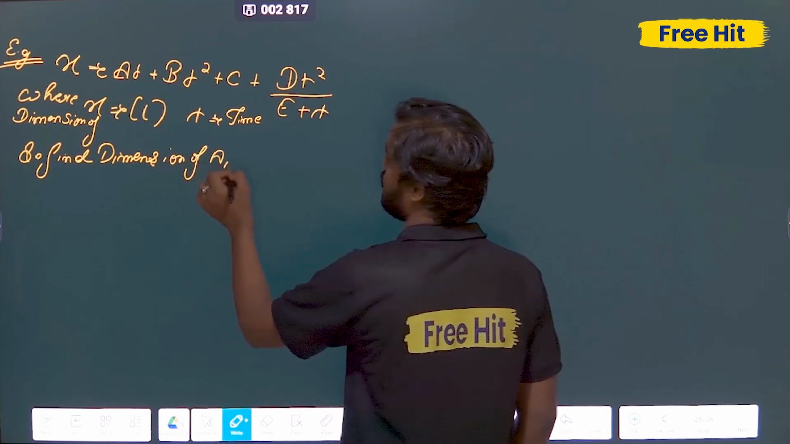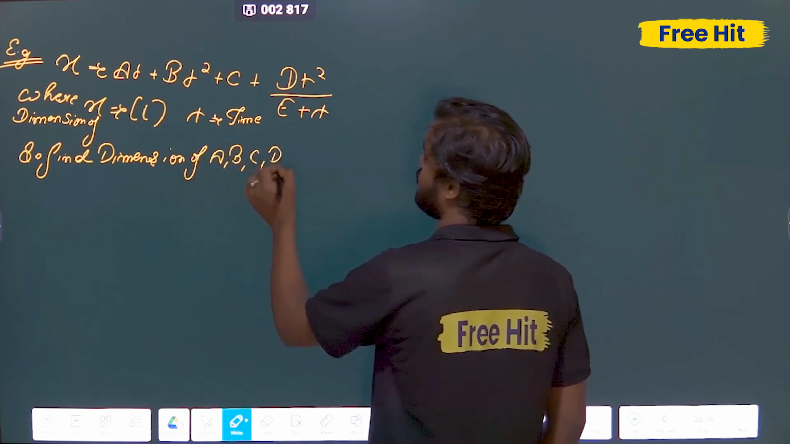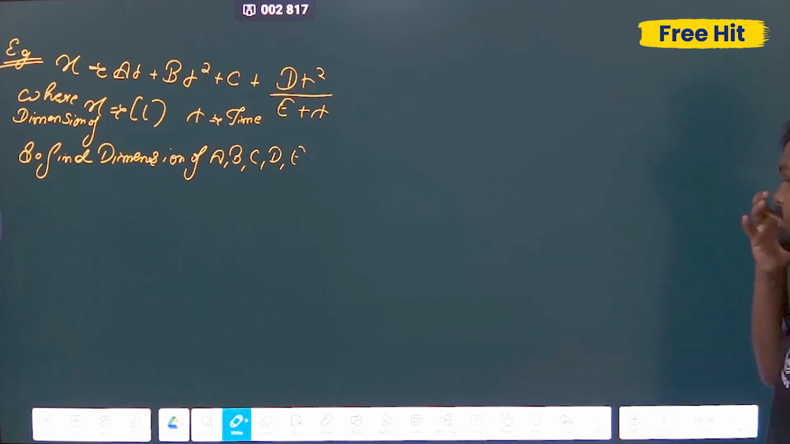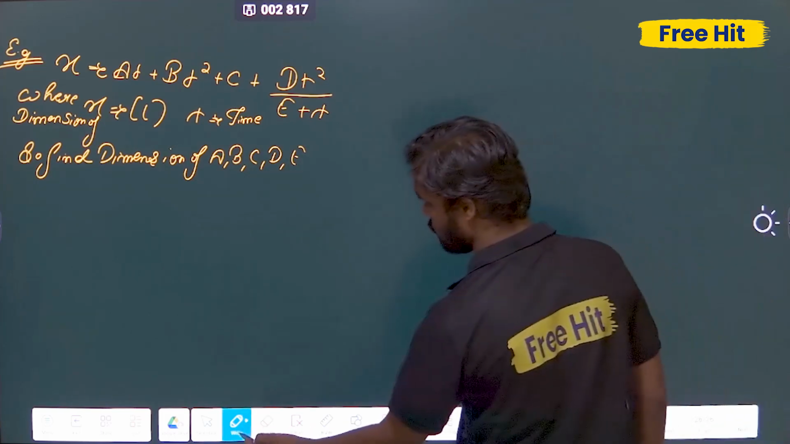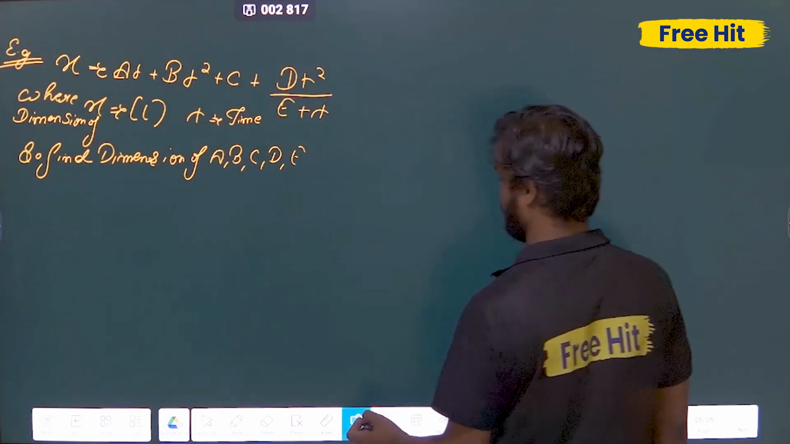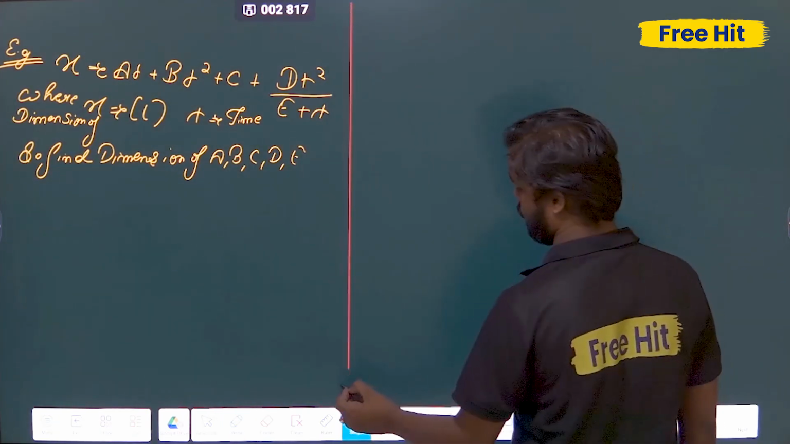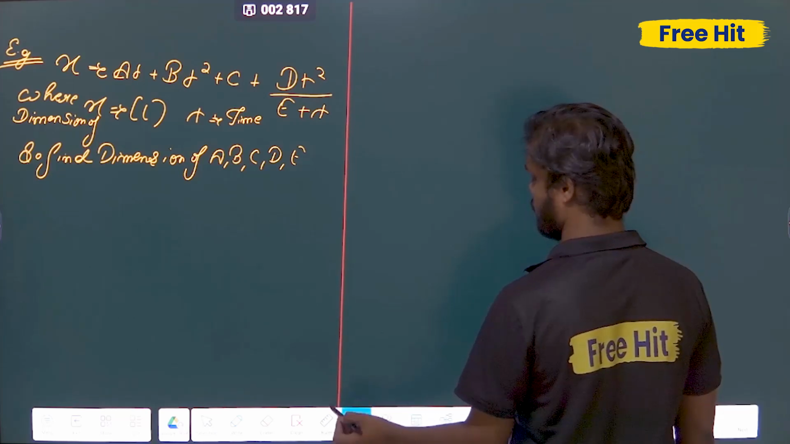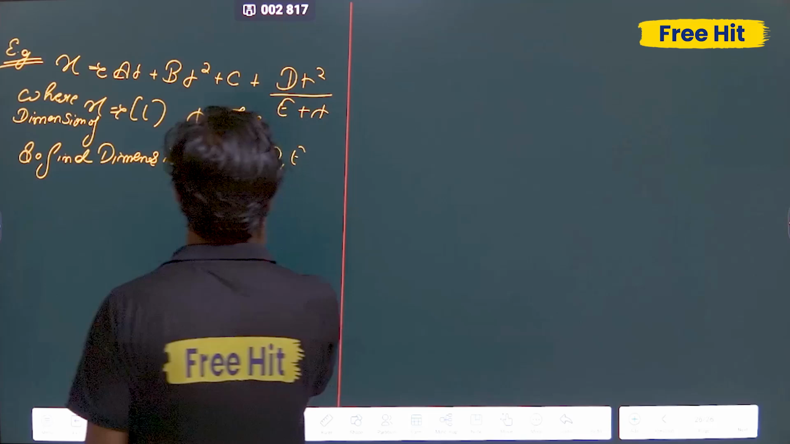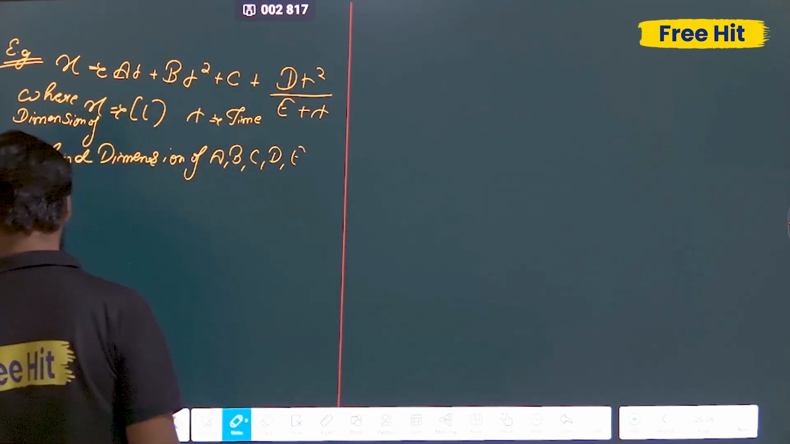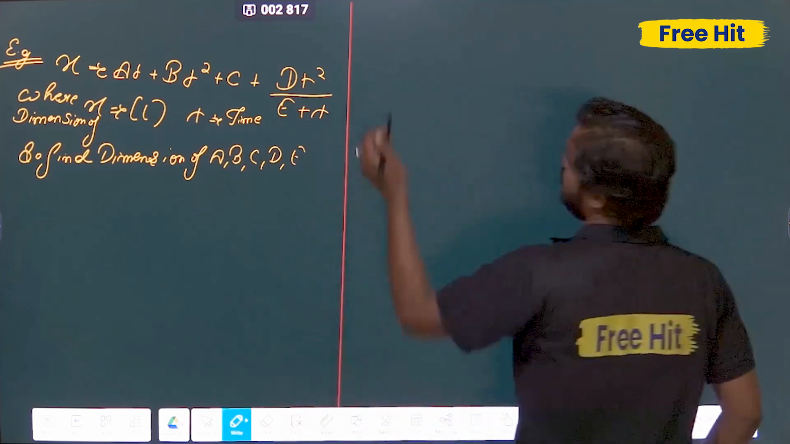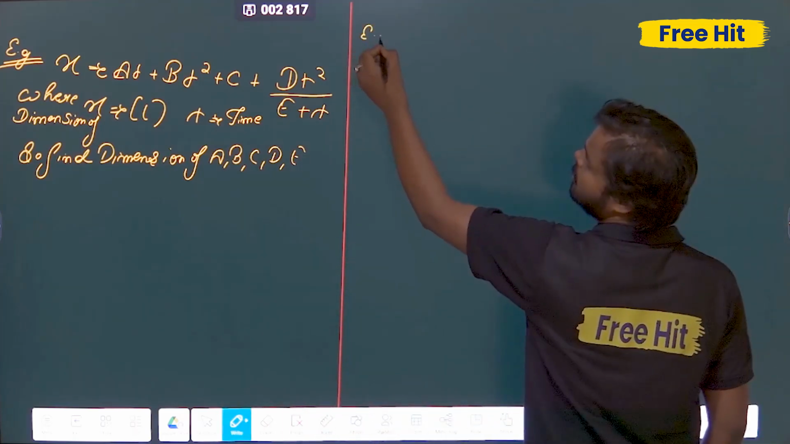Dimension of A, B, D, E. Okay, so you have to find the dimension of A, B, C, D, E. Clear? Just you solve this. I will write another question. One more question I will write. One more question. You solve this.